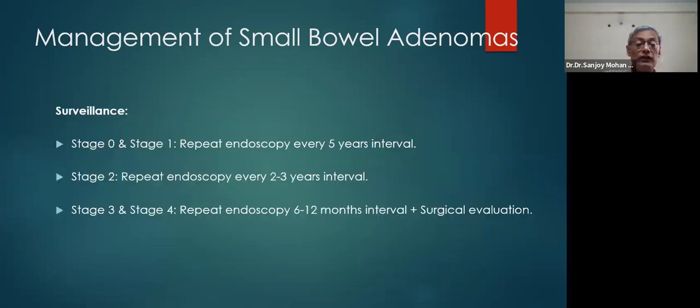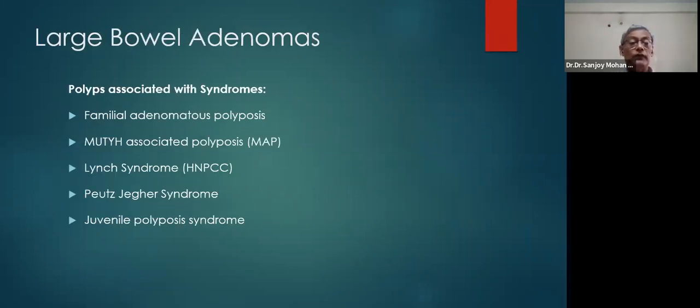Accordingly, the surveillance is done like this: for stage 0 and stage 1, repeat endoscopy at 5-year intervals; for stage 2, repeat endoscopy at 2 to 3 year intervals; and for stage 3 and 4, surgical intervention followed by repeat endoscopy at 6 to 12 month intervals.